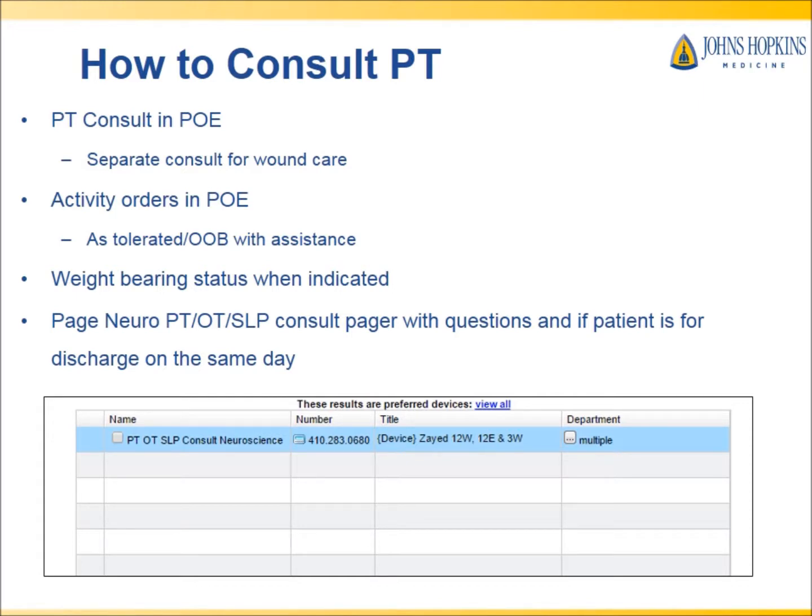So we are a consult service. Therefore, in order for us to evaluate and treat a patient in the hospital setting, we must receive a physical therapy order. In addition, in order for us to consult on a patient, there must be an activity order that is active in POE. For the most part, this order will be, quote-unquote, "activity as tolerated." If the patient has weight-bearing precautions, these must be ordered in tandem with the activity order.